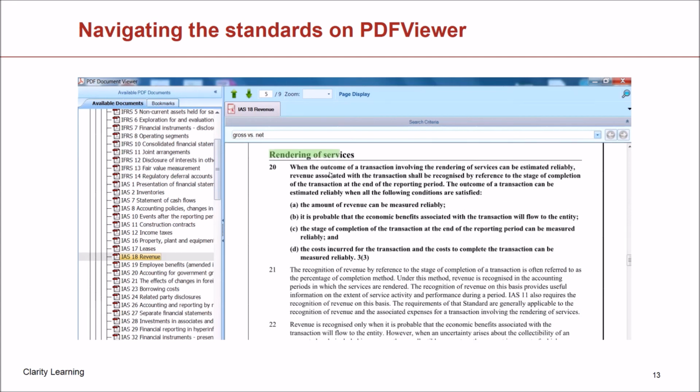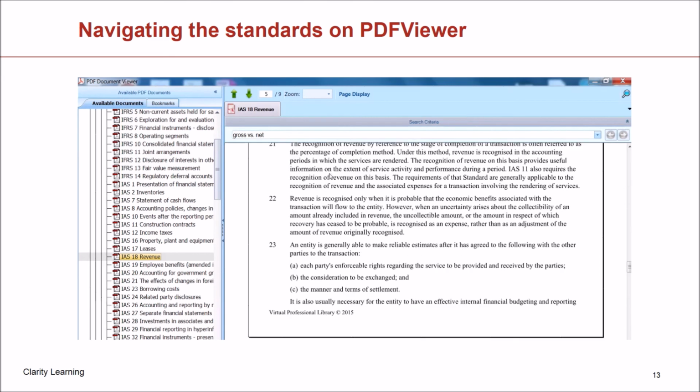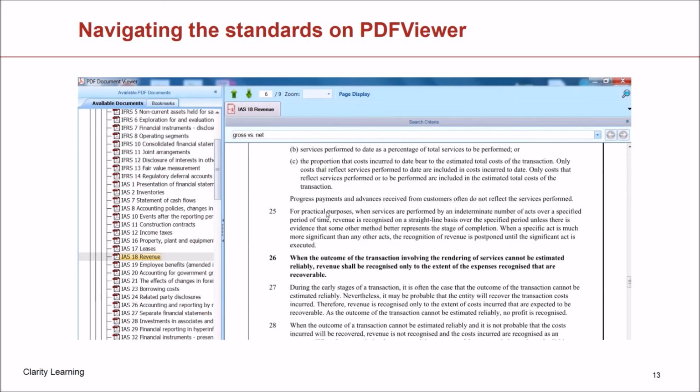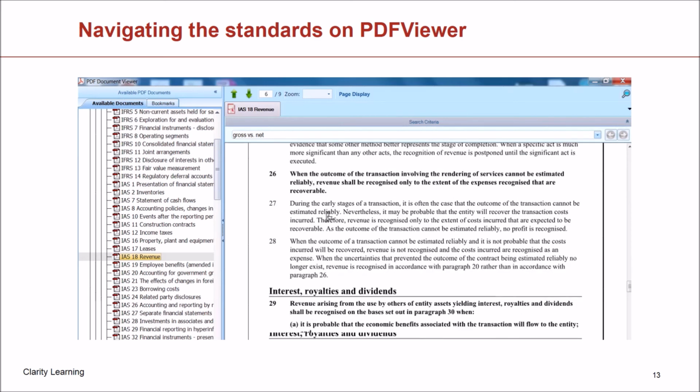This one is the rendering of services. And we can see here it talks about how the stage of completion can be determined, and that there are a couple of examples here, such as surveys of work performed, services performed, and proportion of costs to total costs. They also bolded: when the outcome cannot be estimated reliably, then revenues shall be recognized only to the extent that expenses are recoverable. So this is the cost recovery method that I was talking about earlier.